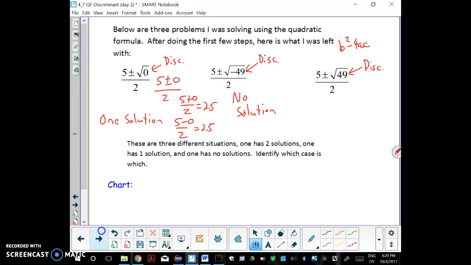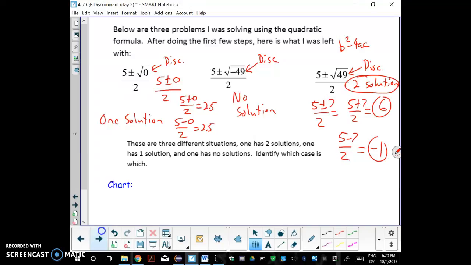All right, and then the last one is kind of the case we've hit so far in yesterday's lesson. That's the two solutions case, where you have a positive number underneath there, and these two answers are 5 plus or minus 7 over 2. So we basically got 5 plus 7 over 2 and 5 minus 7 over 2 as our answers. That would be 6 and -1. So that's the two solutions case when you have a positive number underneath there.